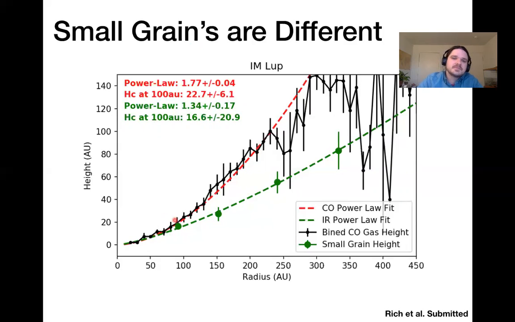For the first ring, the emission layer of the 12CO is at the same height as the scattering surface of the small dust grains. So they're probing a similar layer in the protoplanetary disk. However, if you go out radially, you can see that the two flare shapes are very different. The small dust grains are at a much shallower height as a function of radius than it is for the 12CO gas. So this is a little contrary to what we anticipated.